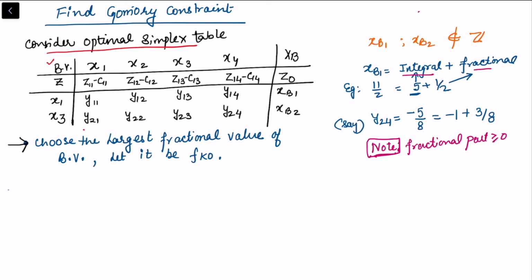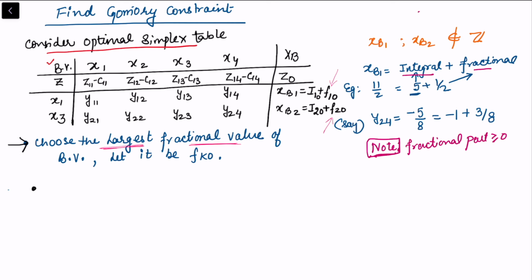So corresponding to this, as I've explained, there will be an integral value plus the fractional value. Suppose I'm just denoting it by f10, and this one f20, each as integral part plus the fractional part. Out of these two, we must see which of f10 and f20 has the largest fractional part. In case there is a tie, you can choose any one of them.